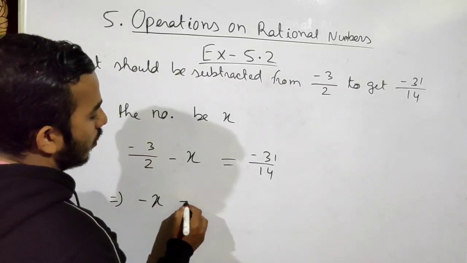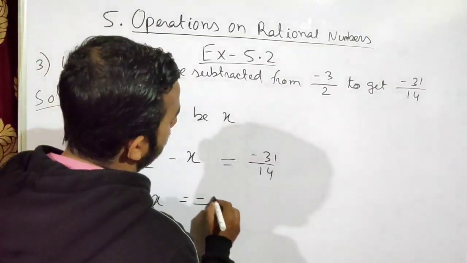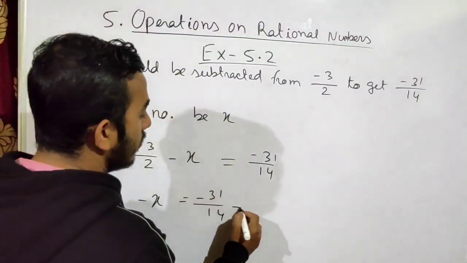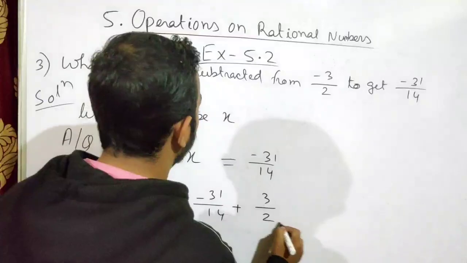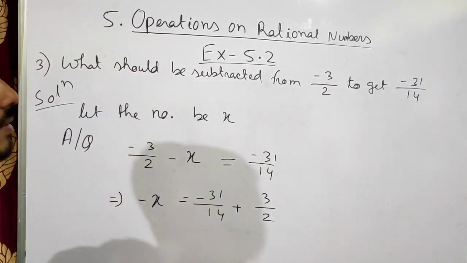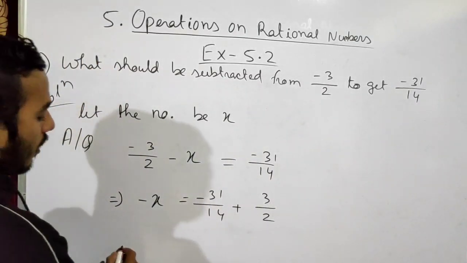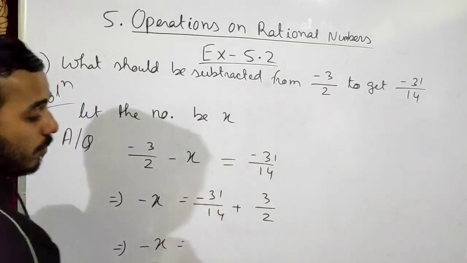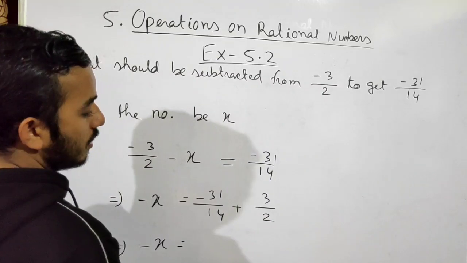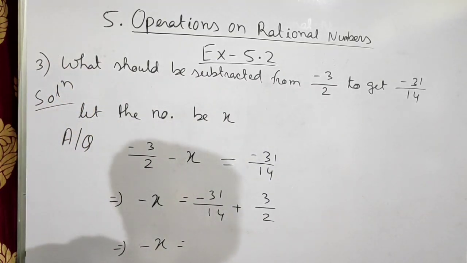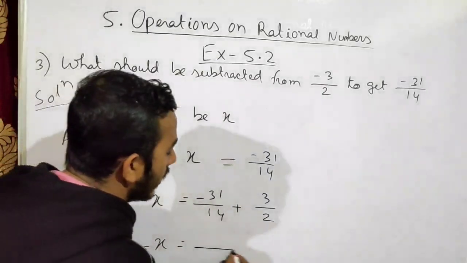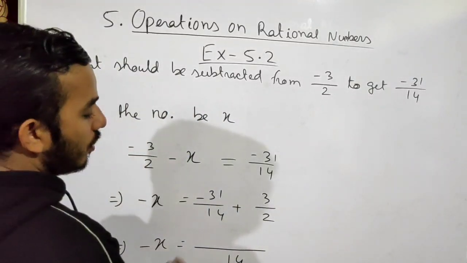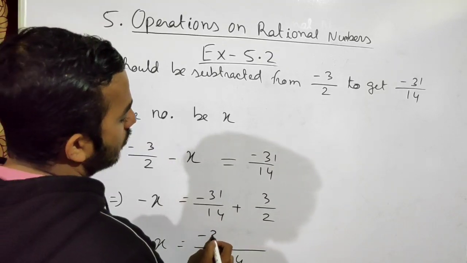So our equation will be: minus x equals minus 31 by 14. Then this is minus, so when we change the side, it will be plus 3 by 2. So minus x equals... Now the denominators are different, so we have to make them the same by taking the LCM. Its LCM will be 14. Now 14 and 14 are the same, so the denominator will be the same.